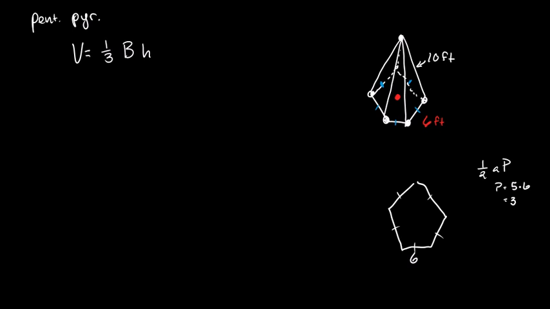My perimeter should come out to 30. Alright, so that's at least one piece for the area of my base. So I'm going to plug that in, 30. Now I need to find the apothem.